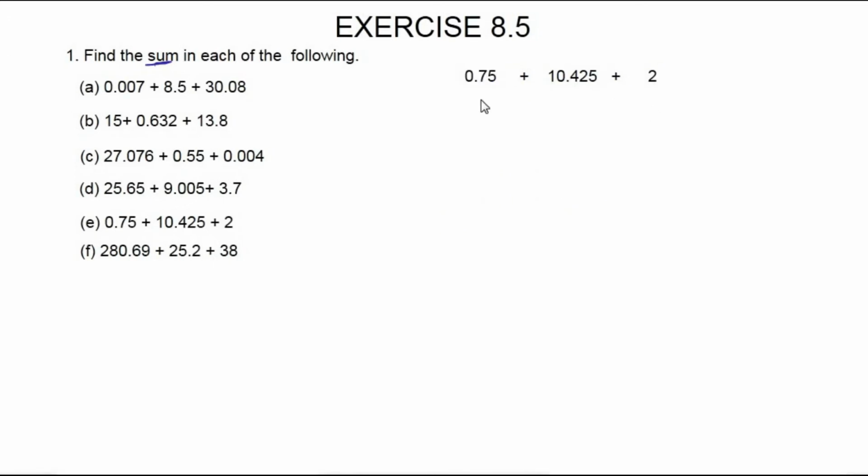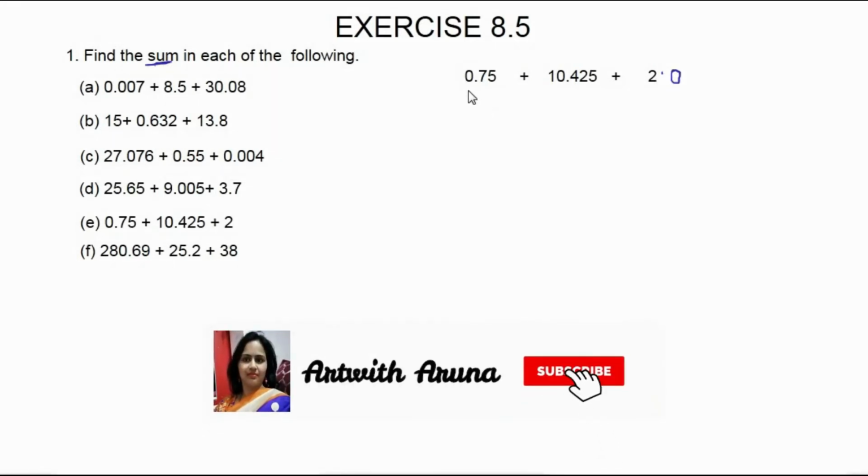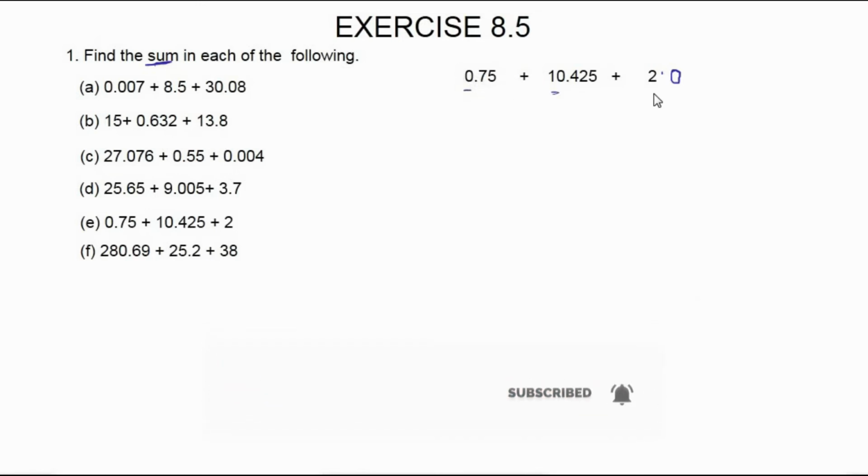Here is our fifth question. 0.75 plus 10.425 plus 2. Here 2 is the whole number. To convert this into a decimal number, we need to add a decimal point here and then a 0. Now before the decimal point we have 1 digit here, 2 digits here, and 1 digit here. So here we need to add a 0, and here also we need to add a 0. Then after the decimal point we have 2 digits, 3 digits, 1 digit. So the maximum number of digits is 3. So we need to add a 0 here, 2 zeros here.